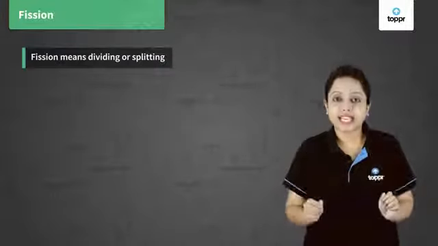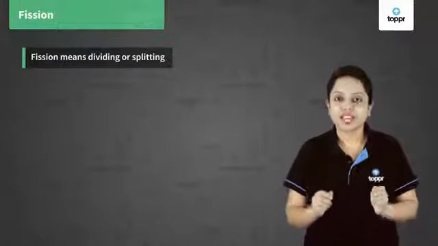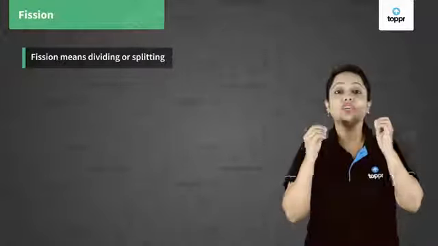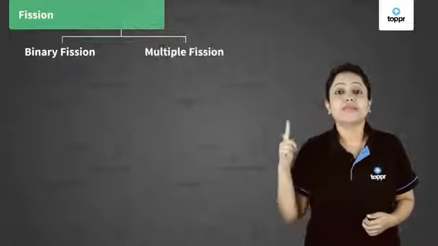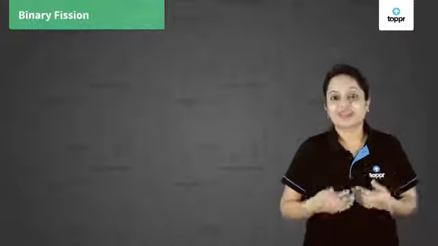Let's start with fission. Fission means dividing or splitting. So, in this, the organism divides or splits as a whole. It is mainly found in all unicellular organisms. There are two types of fission. First, binary fission. Second, multiple fission. Now, in binary fission, the organism divides or splits in two parts. For example, it occurs in bacteria, amoeba, paramecium, etc.